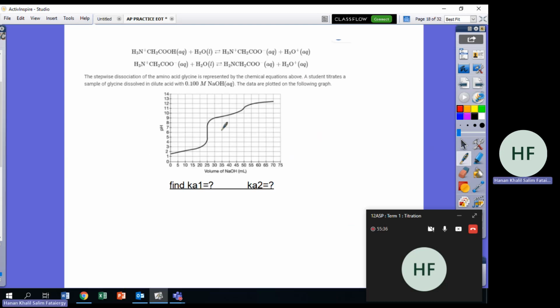Okay, another question. If you see a graph like this with straight up, straight up, straight up sections, then this is a diprotic acid. Okay, what does diprotic acid mean? Diprotic means it has 2 H pluses. It is a diprotic acid. It will ionize in 2 steps, so it has 2 Kas. It has Ka1 and it has Ka2.